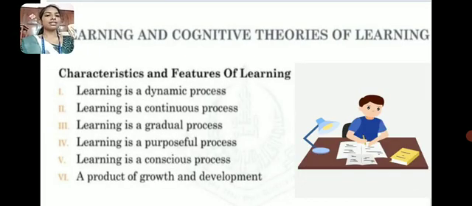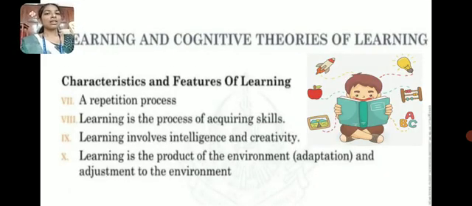Now the characteristics and features of learning. Learning is a dynamic process. Learning is a continuous process. Learning is a gradual process. Learning is a purposeful process. Learning is a conscious process. A product of growth and development. Then more characteristics and features of learning: a repetition process. Learning is a process of acquiring skills, and it involves intelligence and creativity.